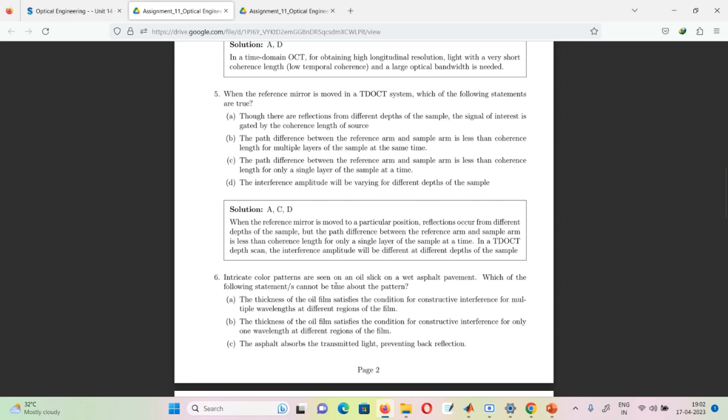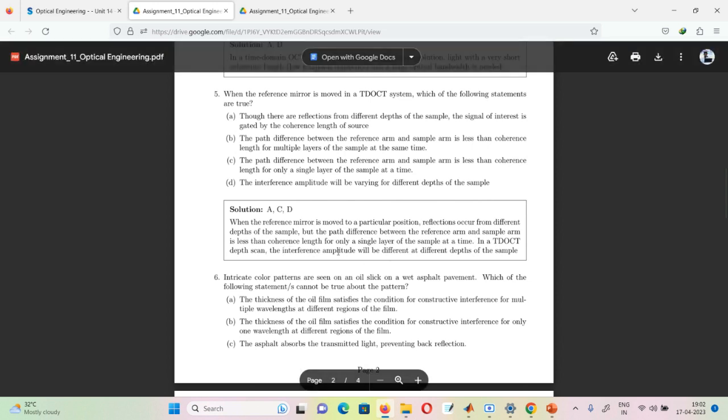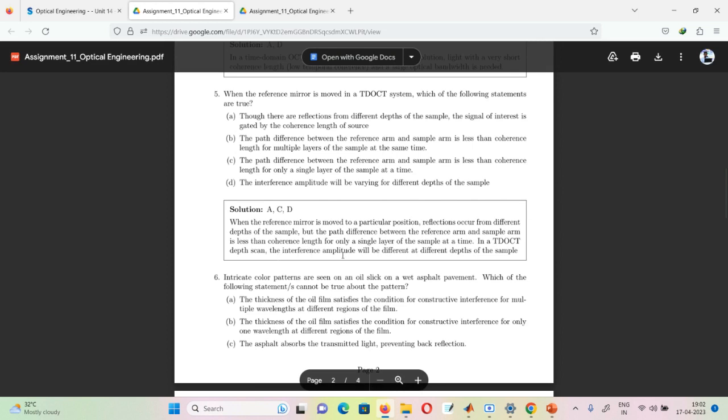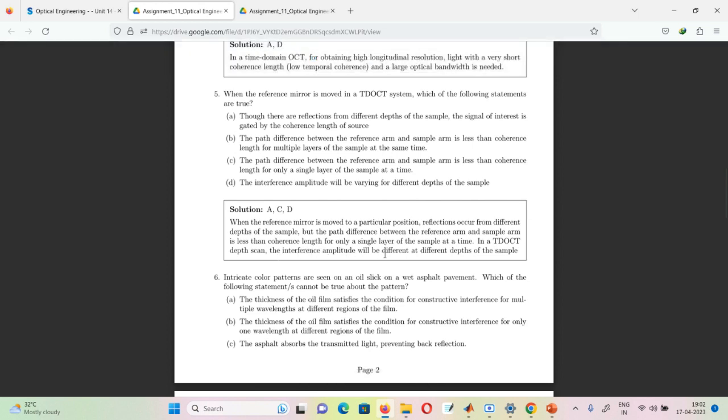When the reference mirror is moved to a particular position, the reflections of the sample are less than the coherence length for only a single layer of the sample at a time. At different depths, the interference amplitude will be different. Okay.